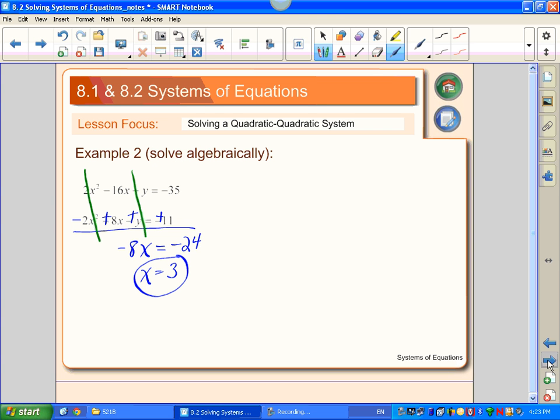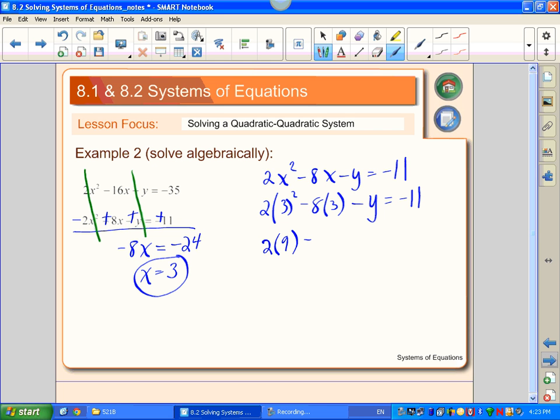So I am going to use one of these equations and put in the value for x to be 3. I'm going to use the bottom one, 2x squared minus 8x minus y is equal to negative 11. I'm using the original before I did the sign change, but you can use the sign changes. So this is 2 times 3 squared minus 8 times 3 minus y is equal to negative 11. So this is 2 times 9 minus 24 minus y is equal to negative 11. So I have 18 minus 24 plus 11 is equal to y, just rearranging what we have.